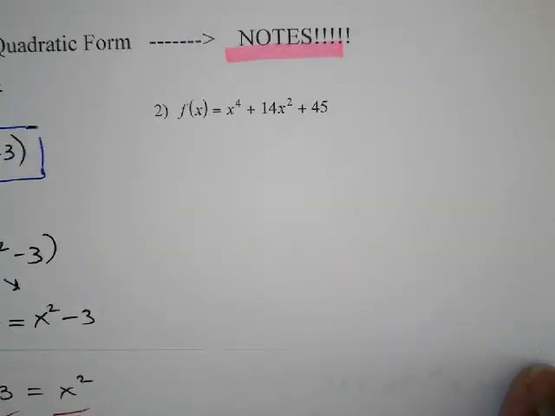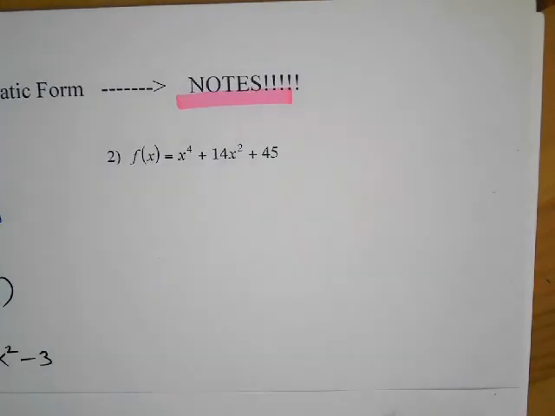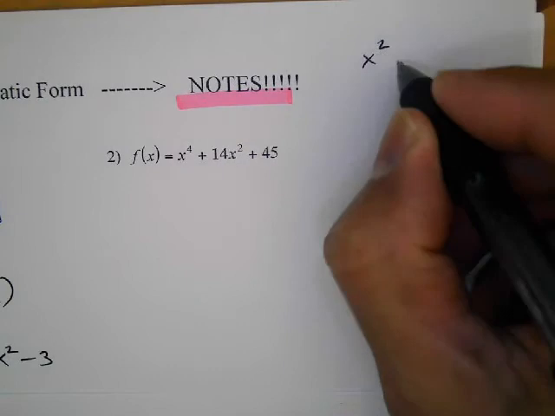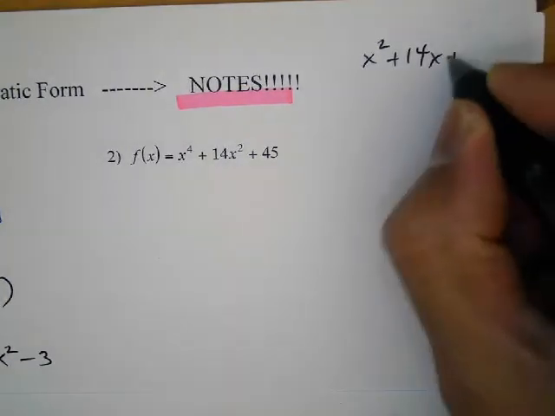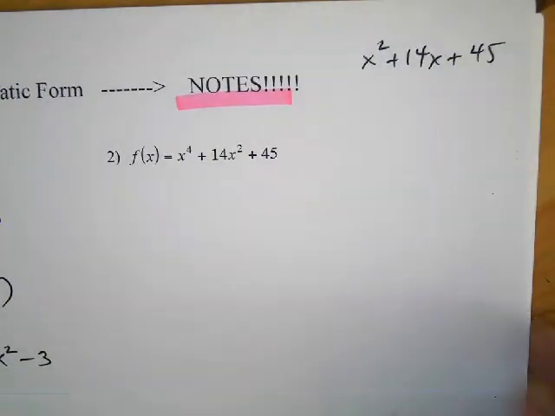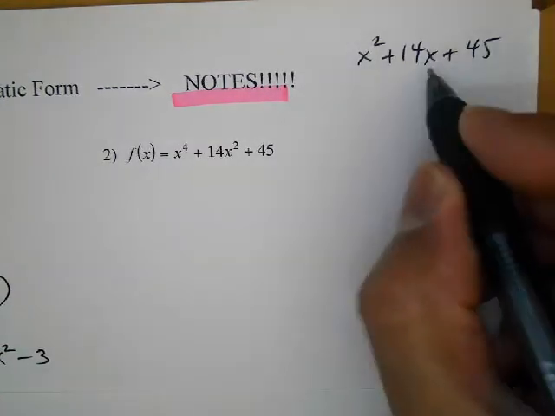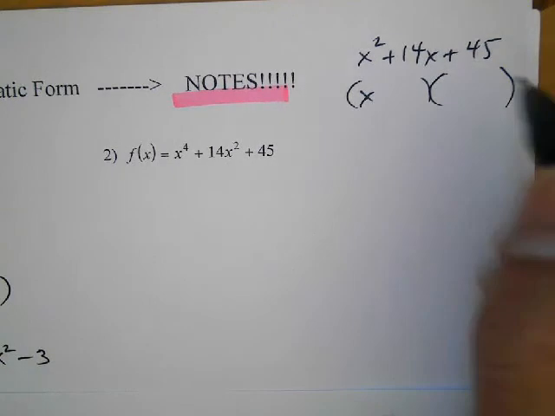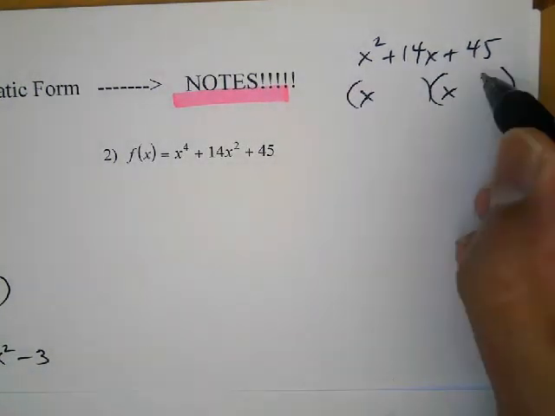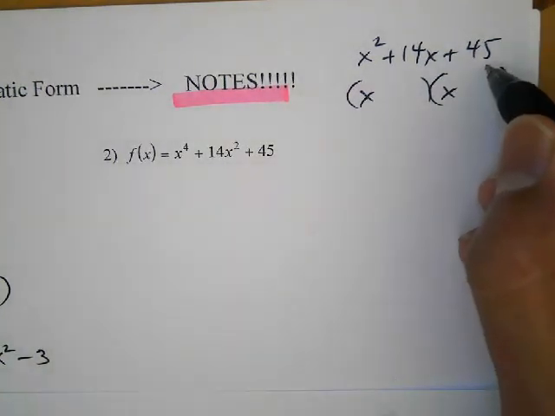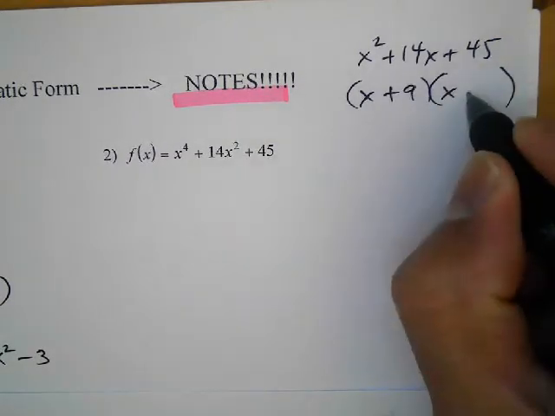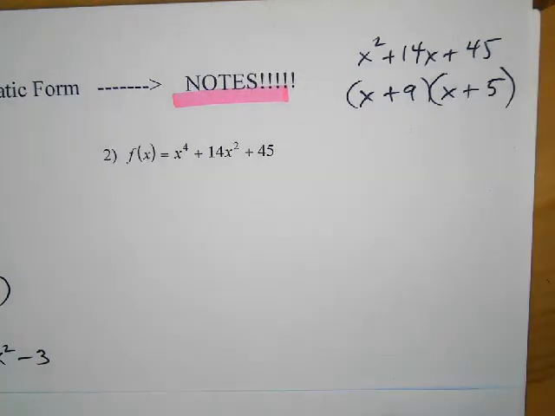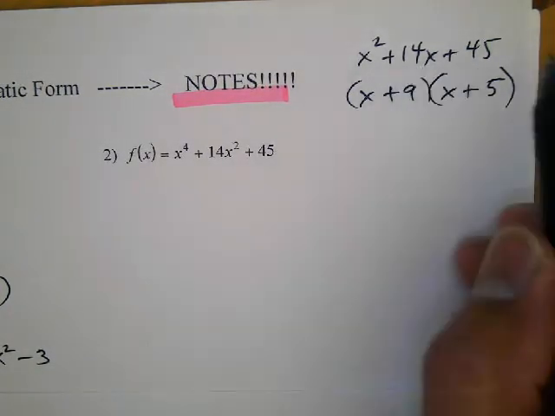Second one, number 2. Same deal, right? And I'll just do this one over here. I'll look at this as a quadratic, so it'll be x squared plus 14x plus 45. If it's a quadratic, how would I factor a quadratic with the plus 14 and the plus 45? That would be x... 45 is 9 times 5? Yeah, plus 9 plus 5. 9 times 5 is 45, and 9 plus 5 is 14.